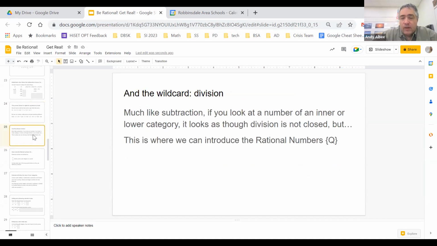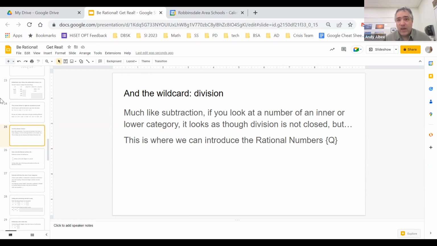Okay. But there's one we haven't talked about yet. We talked about addition, we talked about subtraction, we talked about multiplication. They're all closed under the integers. Everything works. But all of a sudden they started throwing this division in and stuff not worked again, right? We ran into problems again. So much like subtraction, if you look at those, you would say, well, wait a minute, under counting numbers, under whole numbers, under integers, division's not closed.